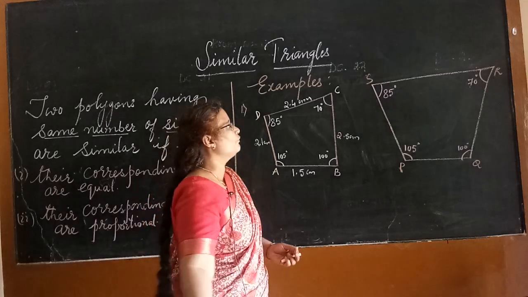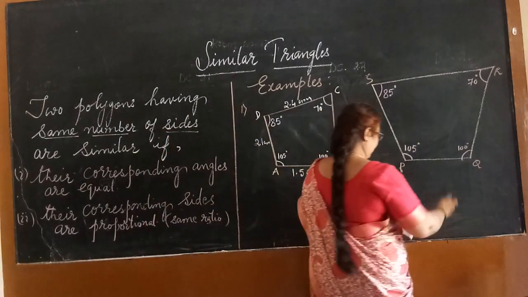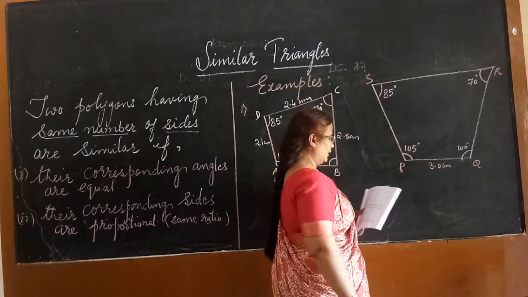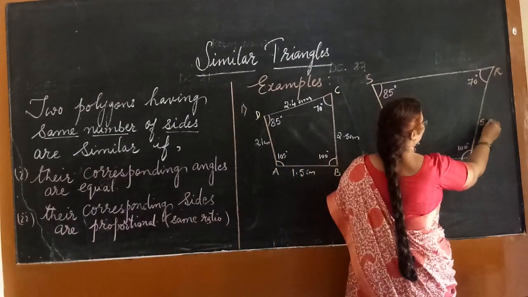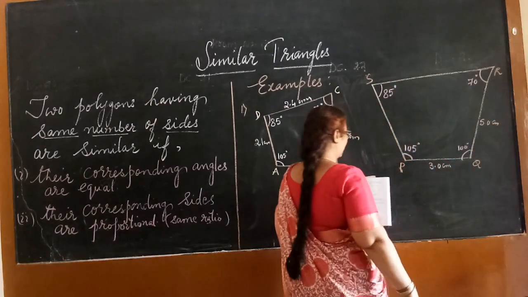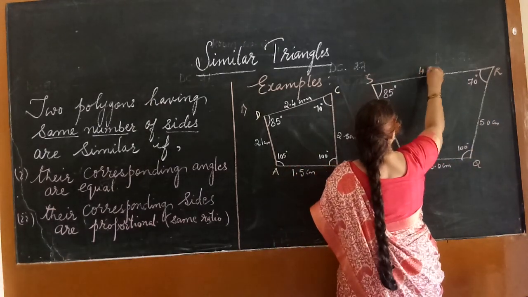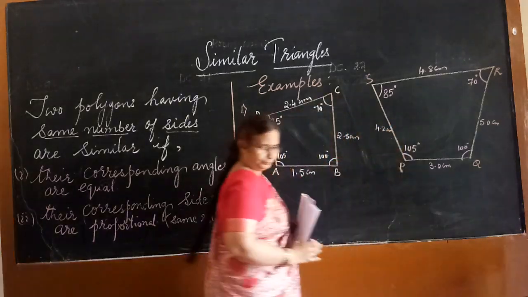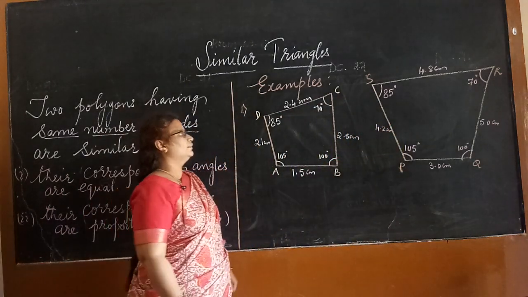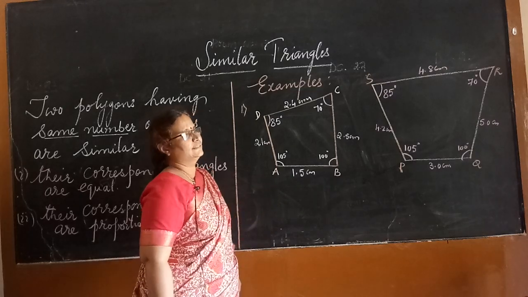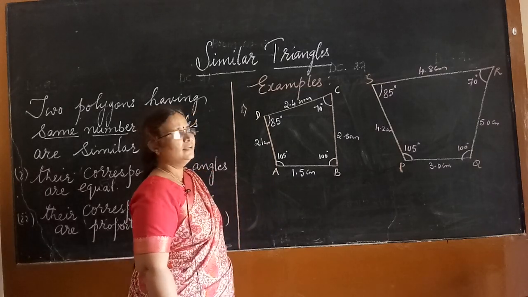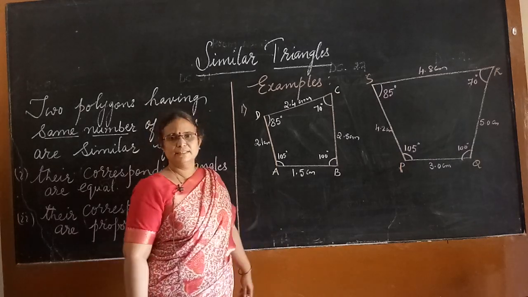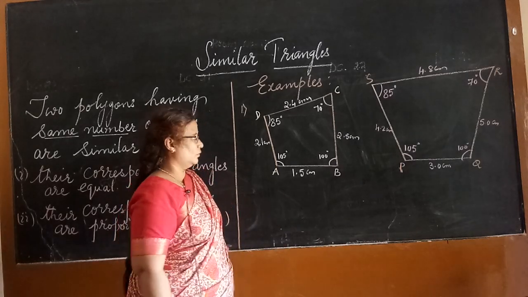Similarly, the lengths of the other polygon are 3.0, which is nothing but 3 centimeters, 5.0 is 5 centimeters, 4.8 centimeters and 4.2 centimeters. Both the quadrilaterals' angles as well as the lengths of the sides are given. We have to check whether these two polygons are similar or not.